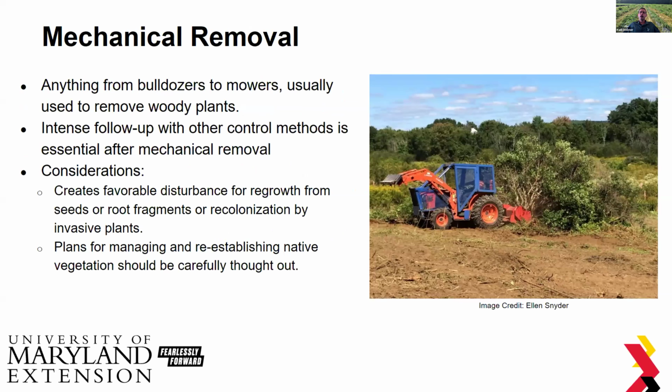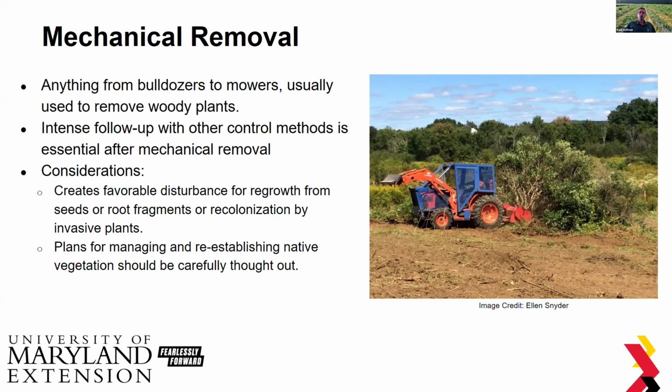Mechanical removal. This is using heavy equipment, anything from bulldozers to mowers, usually used to remove woody plants. Whenever you do a mechanical control, intense follow-up is needed with other control measures once it's completed. Things like herbicide application, re-vegetation.